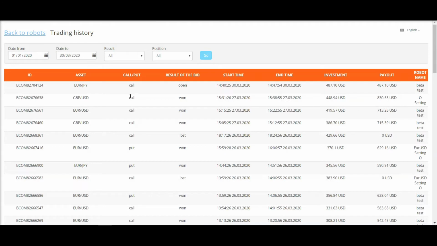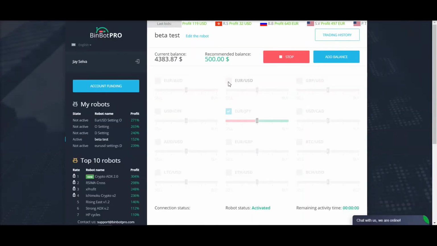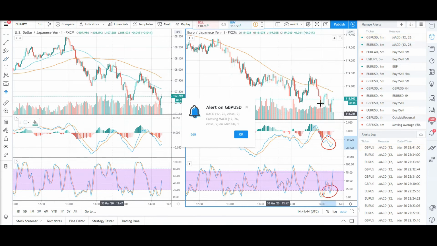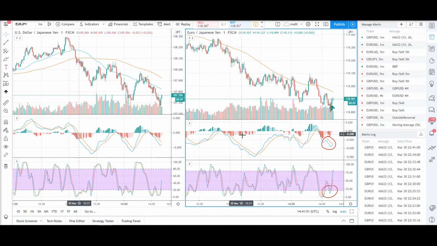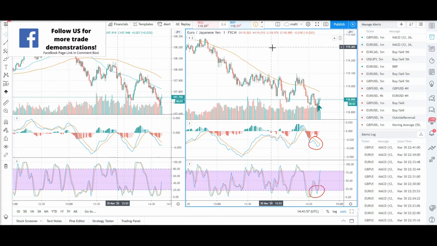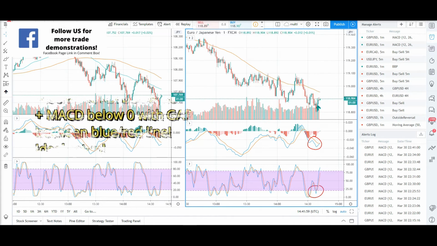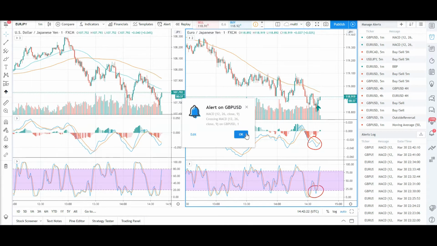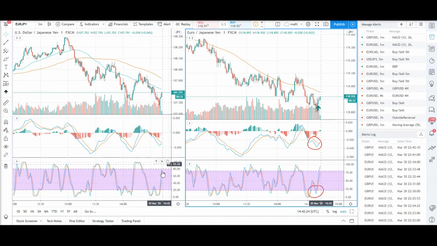So hold on, there's a call trade at 1440. Let me turn off the robot. So always turn off the robot after one trade. There's a call trade at 1440. As I was saying, the MACD has a gap when it is below 0, so that is ideal when taking a trade when the stochastic RSI is below 25. Alright, so I'm going to wait for the trade to expire.